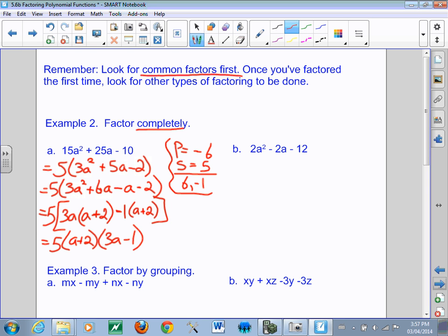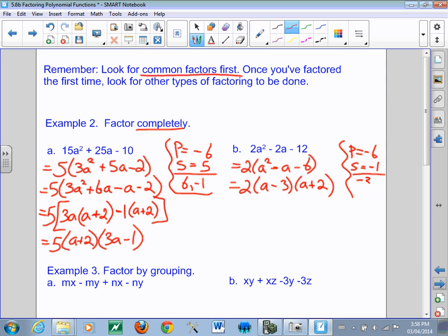Okay. All right, let's try B. Again, looking to common factor first, we can take out a 2, so we're left with a squared minus a minus 6. This is simple trinomial factoring. Hopefully you figure out your factors are a minus 3 and a plus 2. Again, if you need to do this, product equals negative 6, sum equals negative 1. Your factors would be negative 3 and 2.